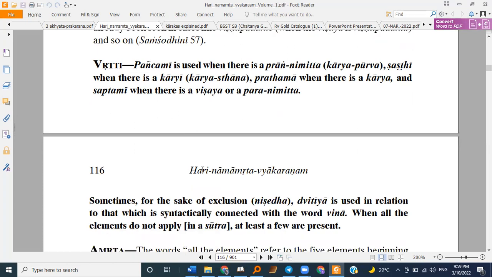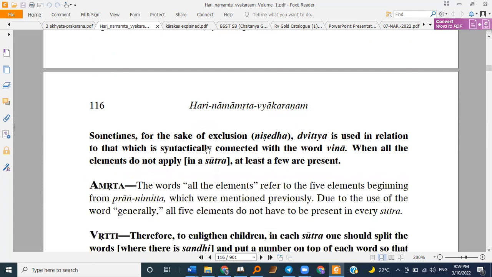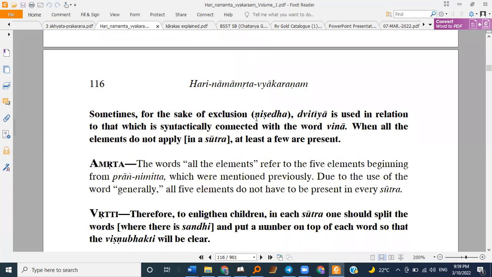Okay, so then sometimes for the sake of exclusion, Nishedha, Dvitiya is used. The second case is used along with the word Vina, like Buddham Vina. Which sutra did we do recently? Buddham Vina.